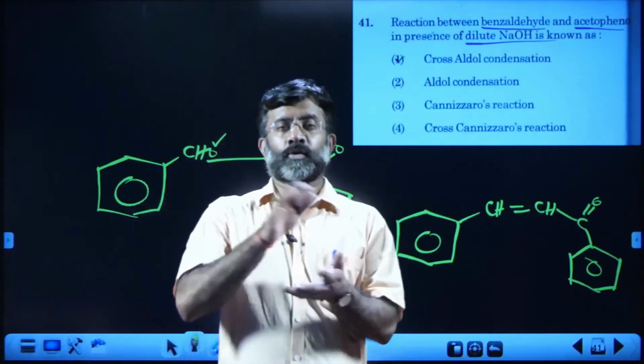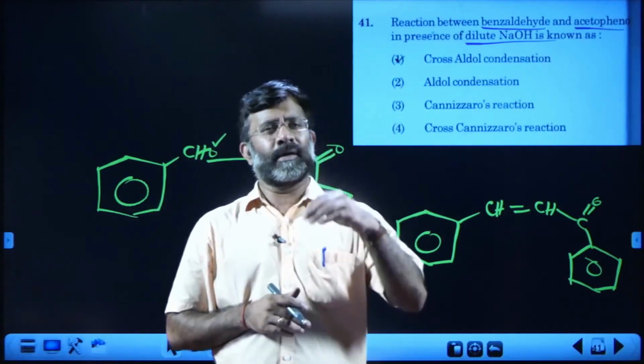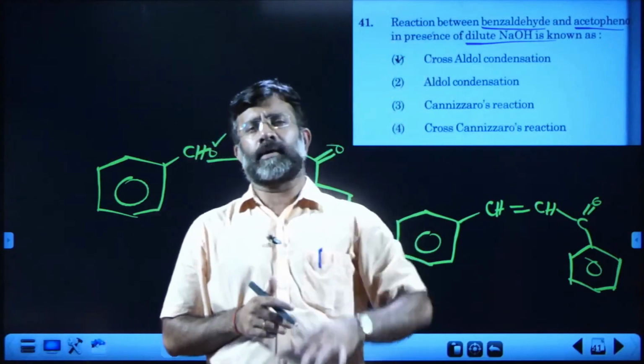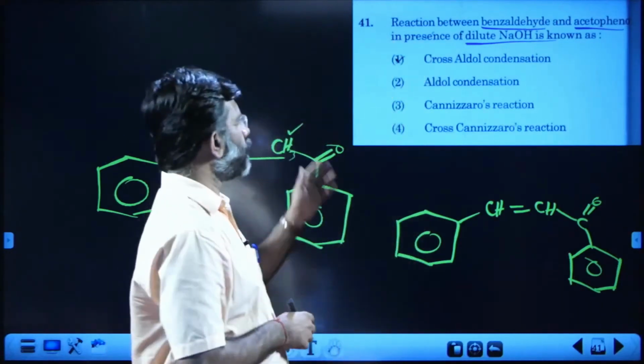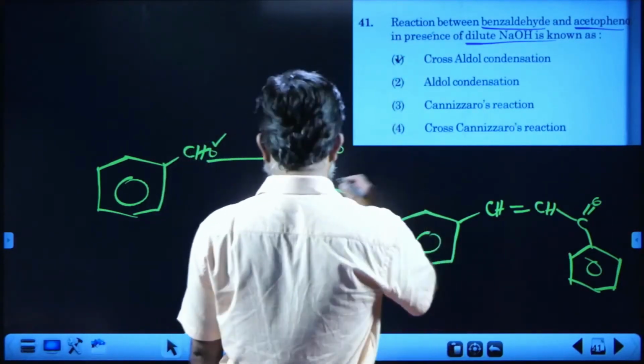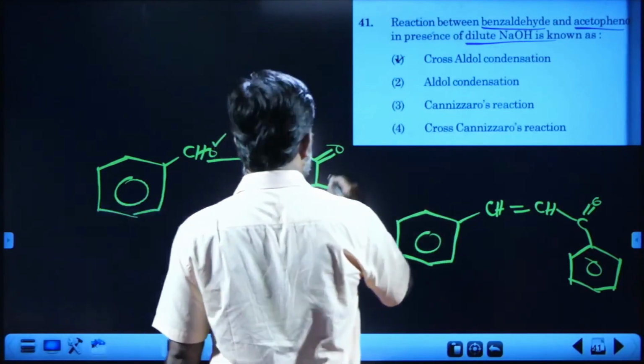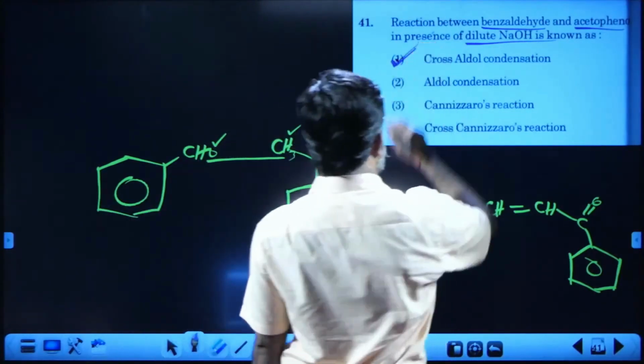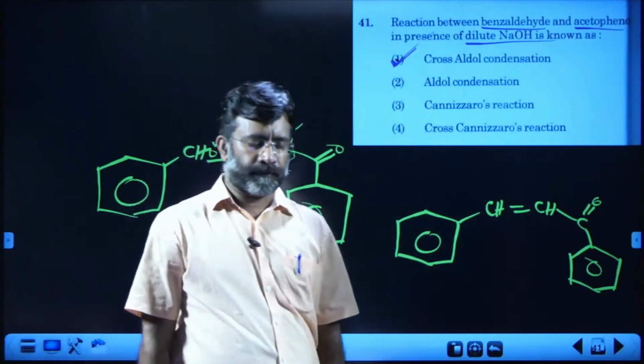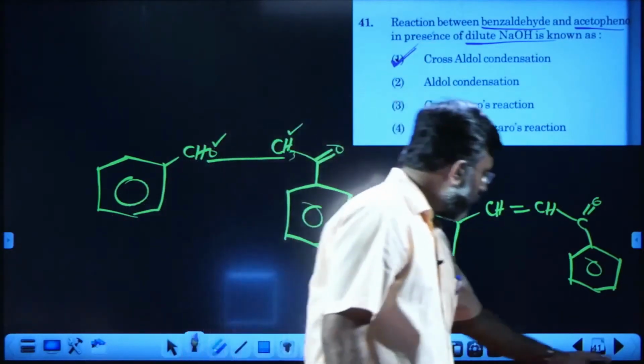First, actually you are getting an aldol. That aldol, upon simple heating, gives an unsaturated ketone. This is cross aldol condensation. First choice is the correct answer. Right? Now on to 42.